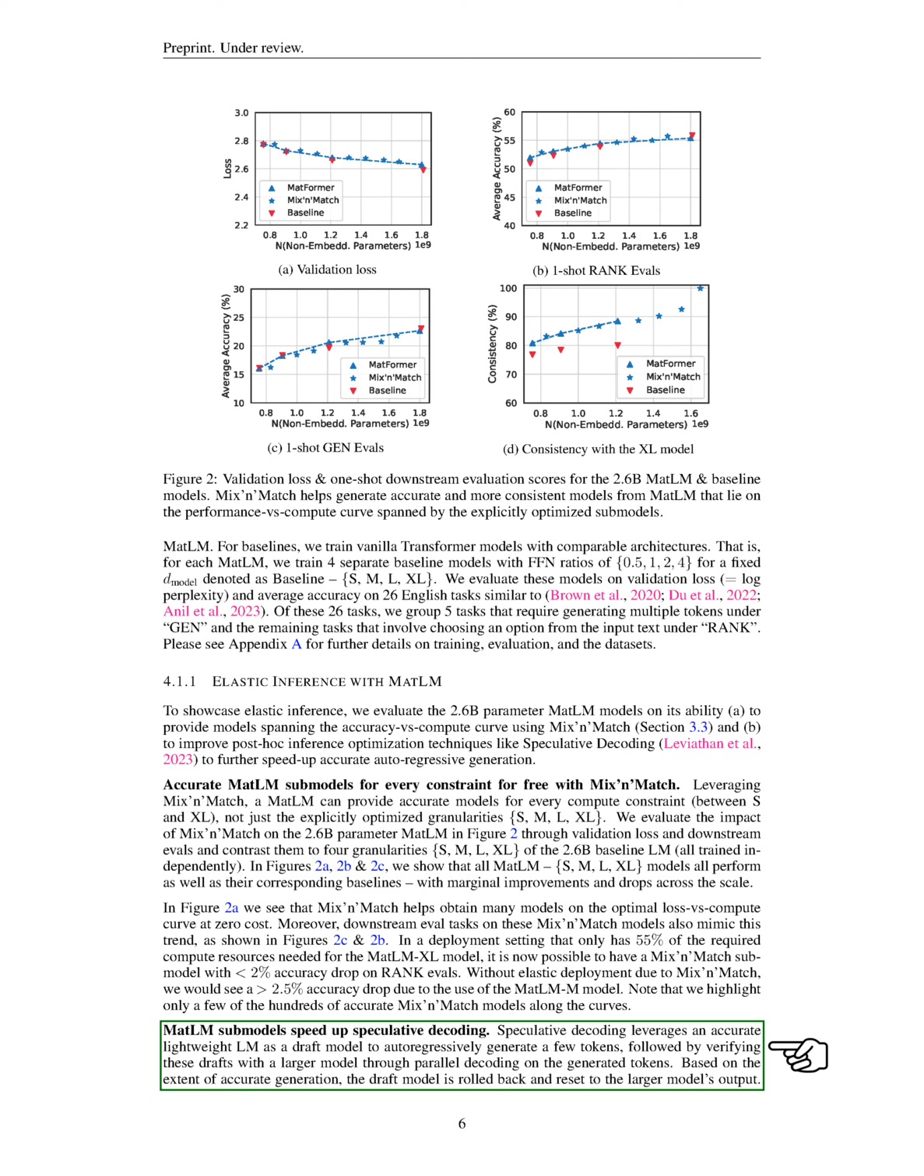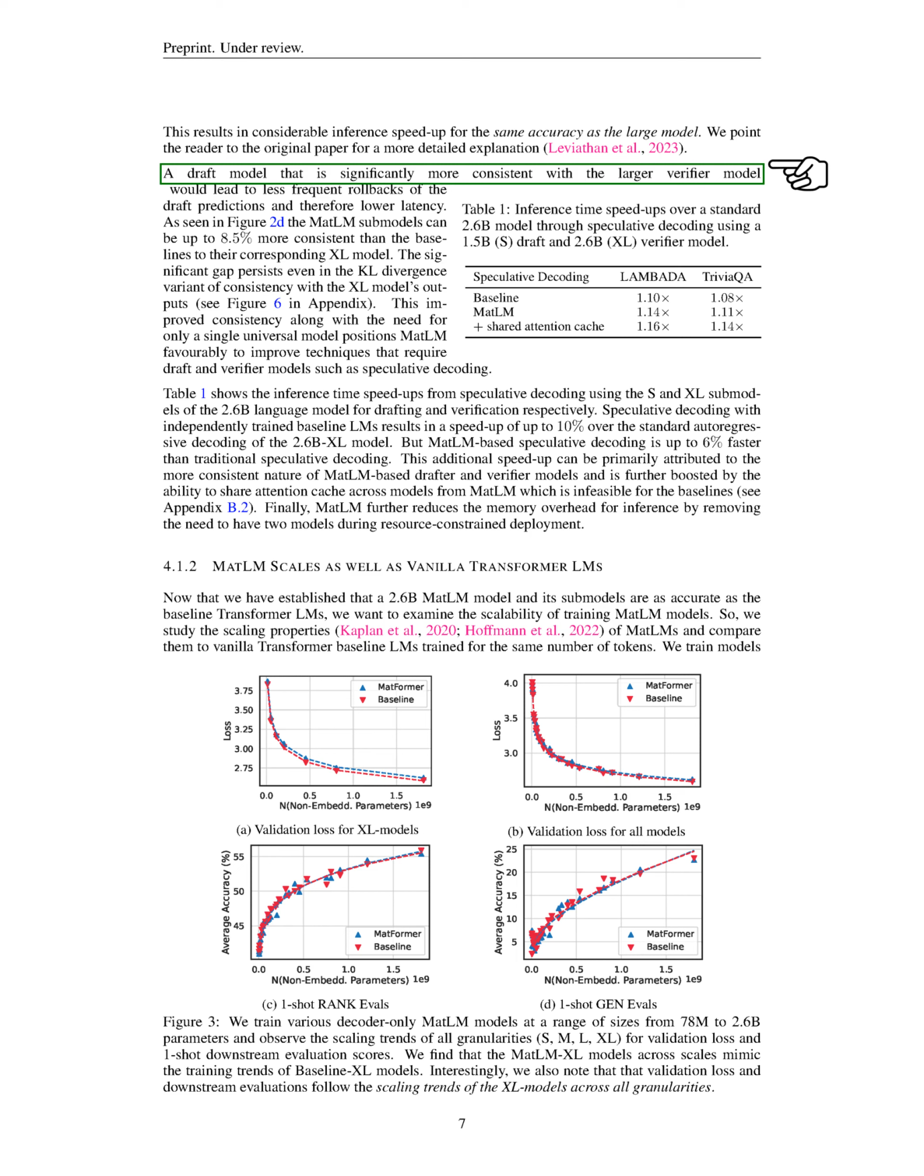MatLM models can speed up speculative decoding, which uses an accurate lightweight language model as a draft model to generate a few tokens, followed by verifying these drafts with a larger model. A draft model that is significantly more consistent with the larger verifier model would lead to less frequent rollbacks of the draft predictions and therefore lower latency. MatLM models can be up to 8.5% more consistent than the baselines to their corresponding XL model.